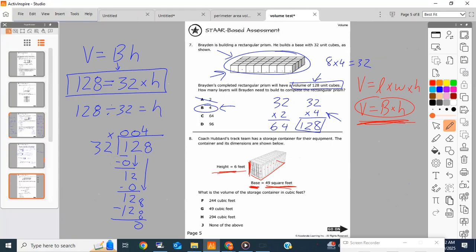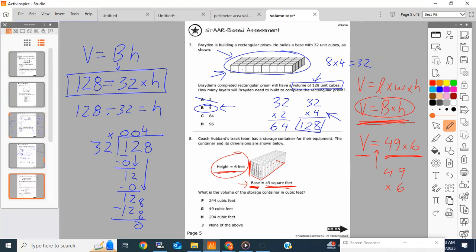Right below where you write the formula, you write in the values for those letters. Do we know the V? Do we know the volume? Nope, that's what we're asking for, so just rewrite the V. Don't forget your equal sign. Do we know the capital B? Yes, they tell us base is 49, so I'm going to put the 49 in there. Then we write our multiplication symbol. Do we know the H? Yes, H is height, and they tell us it's 6 feet. So we write that in. If they're looking for the volume, all we have to do is multiply 49 times 6.